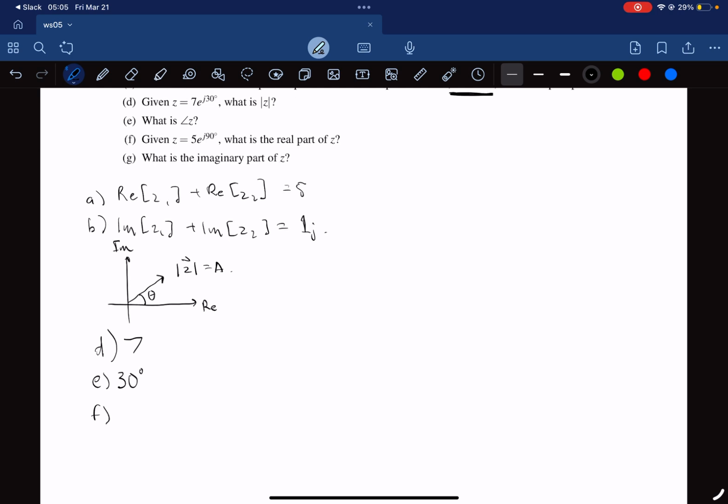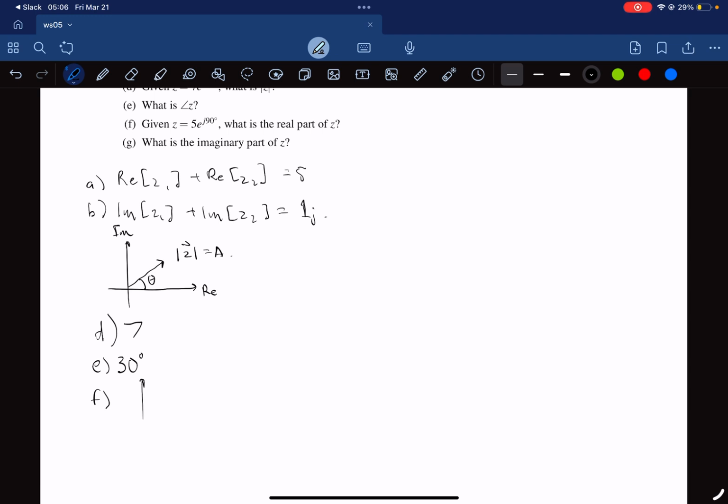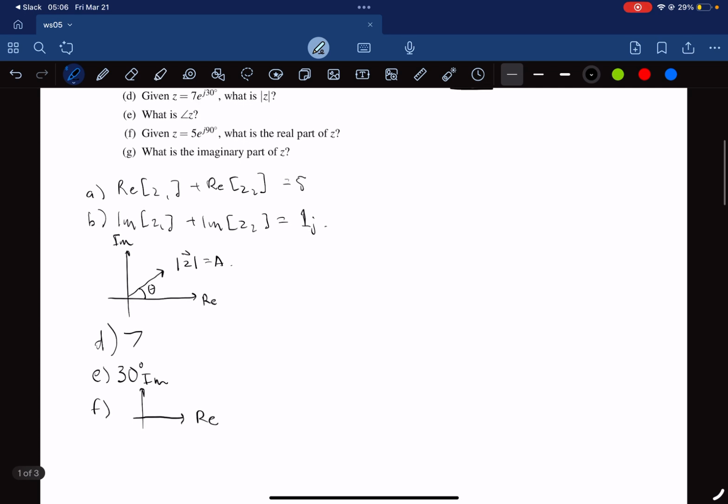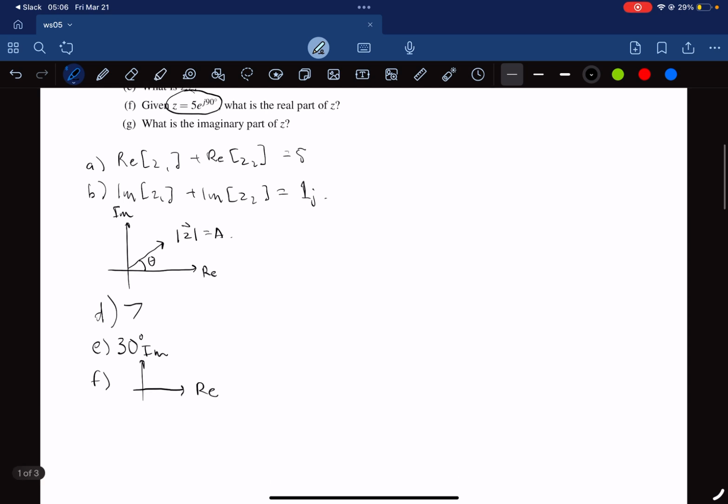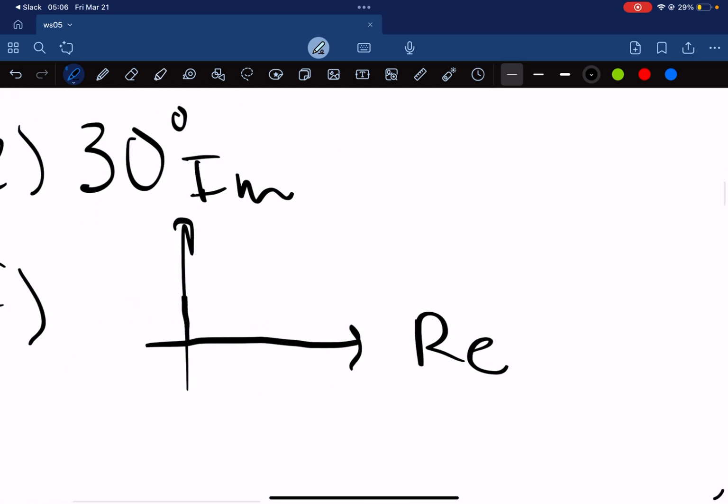Part F: given z equals 5e to the j 90 degrees, so a different z vector, what is the real part of z? This one's pretty interesting, actually. What we can do for this problem is draw this vector on the complex plane first. We know the magnitude is 5, and we know the angle is 90, right? So if we draw that vector, 5e to the j 90 degrees, we're working on part F, we're going to see that the vector looks like this. It's just straight up. We know the magnitude is 5, and this is 90 degrees.